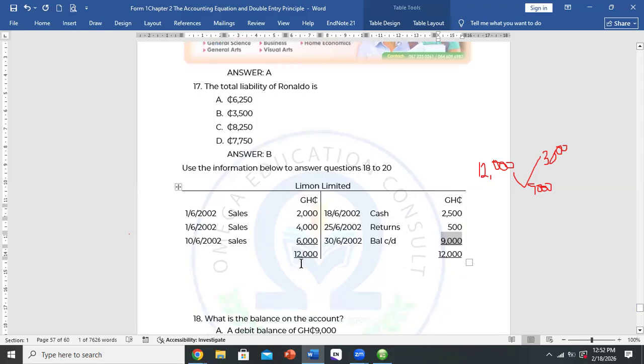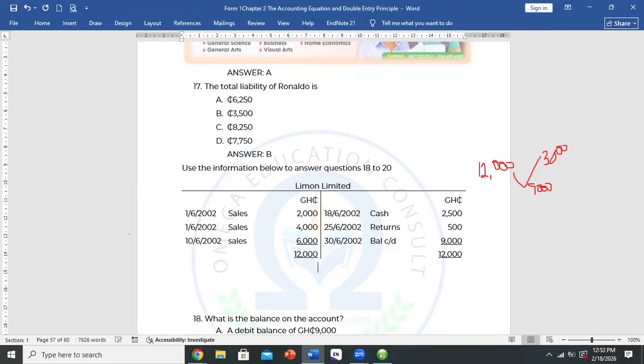Then after that, this carry down should come down to the opposite side. So it will come to this side. Put the 9,000. And this time we'll call it balance b/d, using the date for the next period. If we are closing on 30th June, the next date we are going to resume will be 1st July. Is that not the case? Yes. This is how you balance that. And we have seen that this account has a debit balance. How much? 9,000. So the 9,000 is the debit balance.